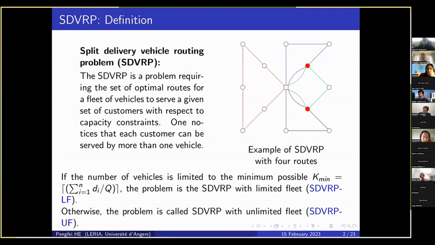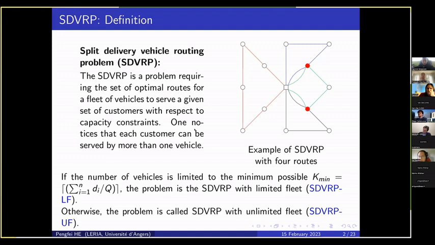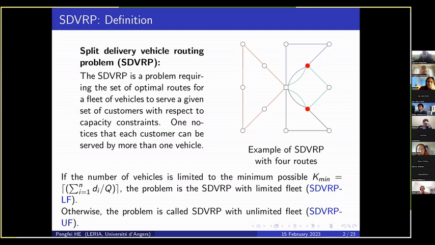The first thing is that we need to know the definition of the split delivery vehicle routing problem, or SDVRP. I think everyone knows the definition of the capacitated vehicle routing problem, a very famous combinatorial optimization problem, where each customer should be served by only one vehicle exactly once. However, this constraint is relaxed in the SDVRP because each customer can be served by more than one vehicle. Look at this example of SDVRP. This customer is served by two vehicles, the blue one and the green one. This problem includes two versions: the SDVRP with limited fleet and unlimited fleet.